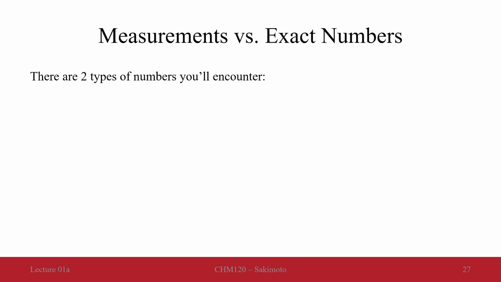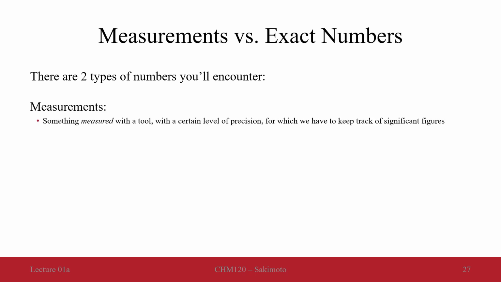Now, when we do these conversion factors, when we calculate things in science and in chemistry, there's really two types of numbers you'll encounter, and we treat those slightly differently. The first one is one we've been talking about a lot, measurements. This is something that, again, is measured with a tool. It might be a ruler, it might be a stopwatch, it might be a scale, and so on. Because each of these tools are measurements, they have a certain level of precision, and we need to keep track of significant figures, as we've talked about up to this point.